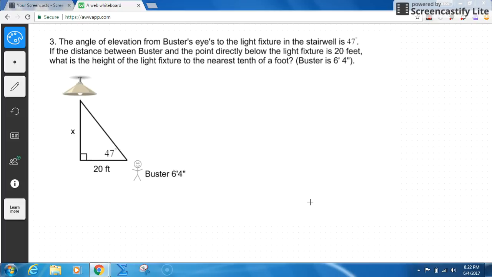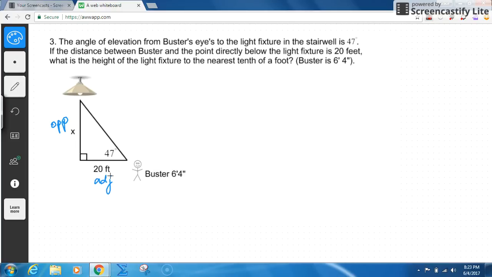If the distance from the light fixture to Buster is 20 feet and the angle of elevation is 47 degrees, and we're looking for the vertical distance underneath the light fixture, we need to label some of these distances. So opposite the 47 degrees is the distance we're looking for. So I'm going to label that OPP for opposite. And the distance between the base of the light fixture and Buster, that is the adjacent side.